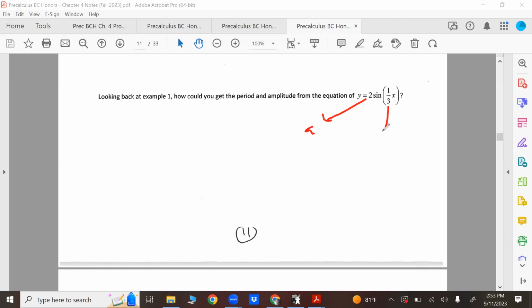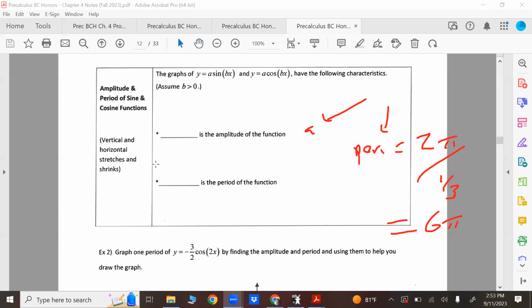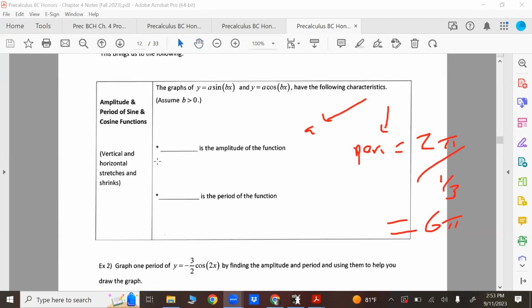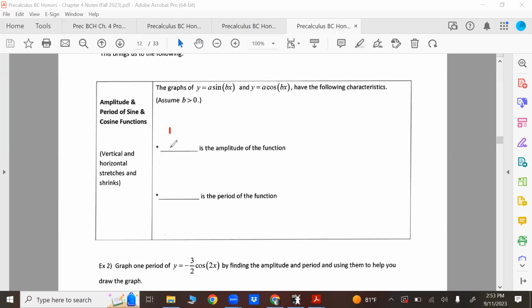And then how can you get the period and amplitude from the equation? That's A. Period is 2 pi over 1/3, which of course is 6 pi. Right? So easy peasy. All right, let's keep moving here. The absolute value of A is always the amplitude, and the period is 2 pi over b. I know I'm kind of repeating myself, but there you go.